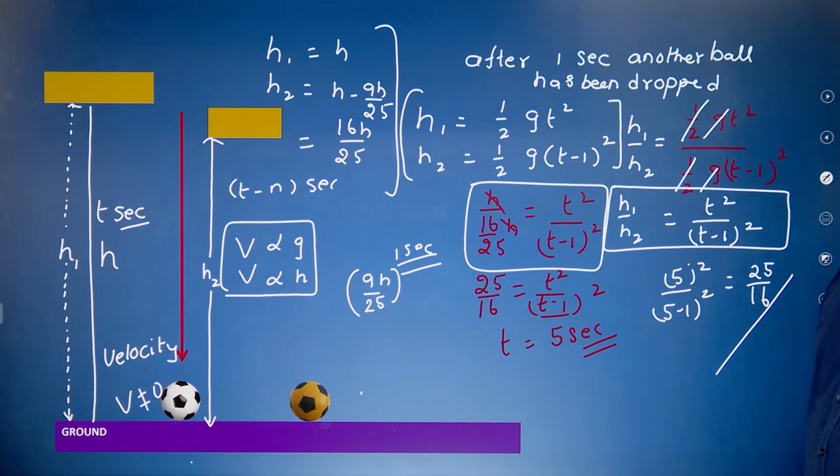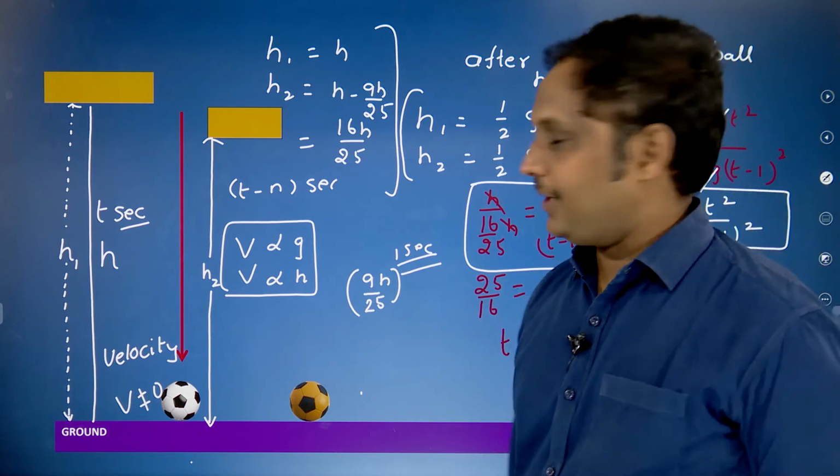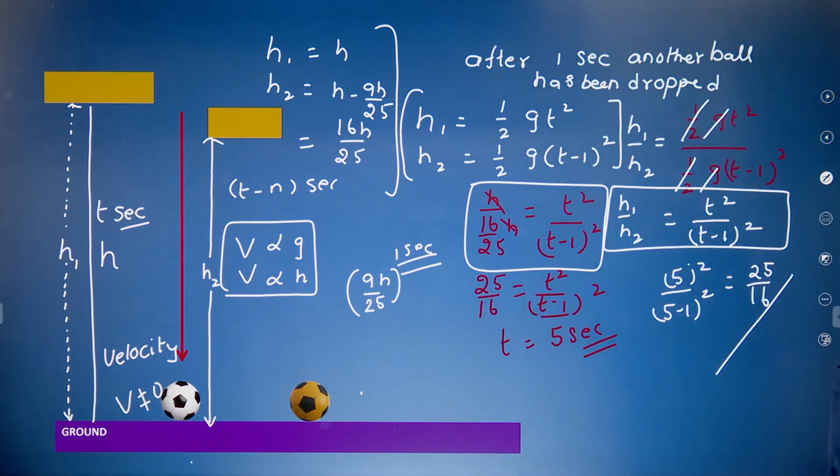That's what you have to frame the relation between the heights which are covered by the two objects, having that time interval, having the time duration, which are allowed to fall down. Okay, just you have to see. This is very, very important. Okay, students, if you want, just you have to take the screenshot also. It is useful for you to solve the problems.